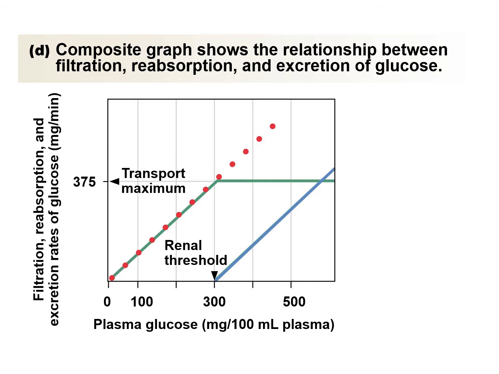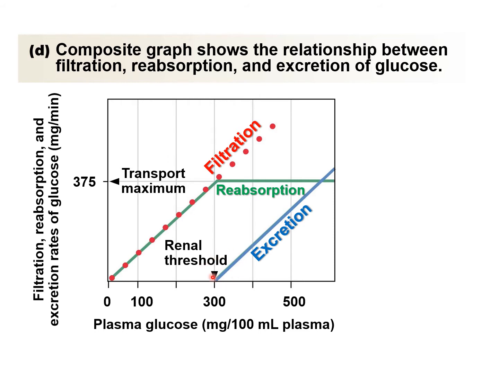We have filtration, reabsorption, and excretion. Filtration is a physical process, so even if we had 1,000 milligrams per 100 milliliters, we would still see that line projecting in a 1-to-1 relationship. Reabsorption, on the other hand, is an enzymatic process. So we have a certain number of transporters, and we can transport it all right up until we hit the saturation of those transporters. And as soon as we hit saturation, and we increase glucose just a little bit, we begin to see glucose appearing in the urine.